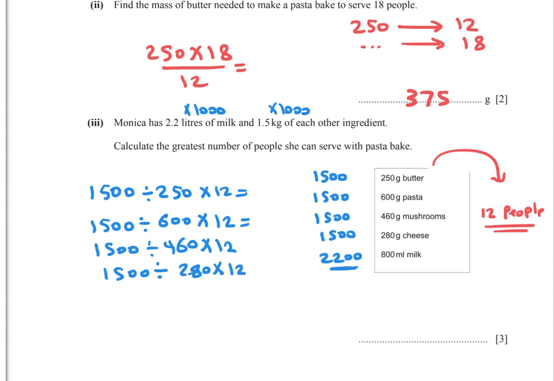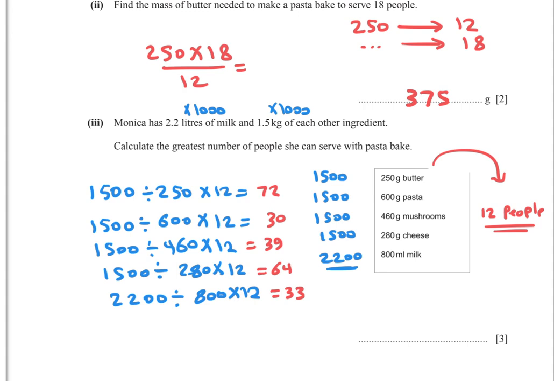Also for the milk, we have 2200 milliliters. So to find the number of people, divide by 800, then multiply by 12. Now with your calculator, find the answer for each one. So this means we have 72, 30, 39, 64, 33.